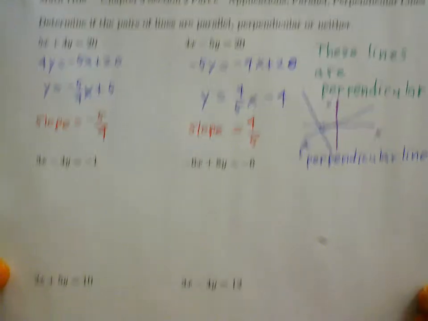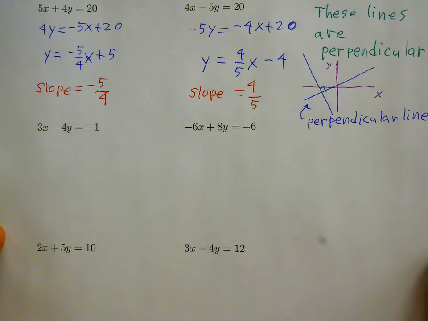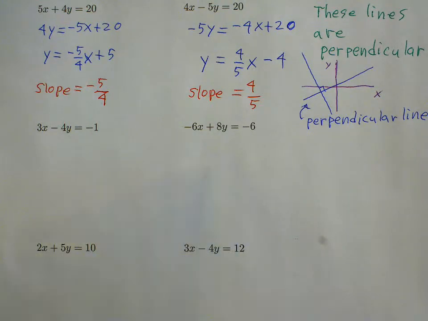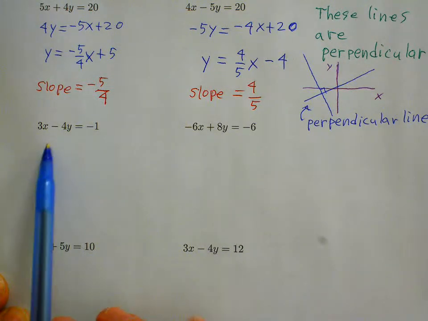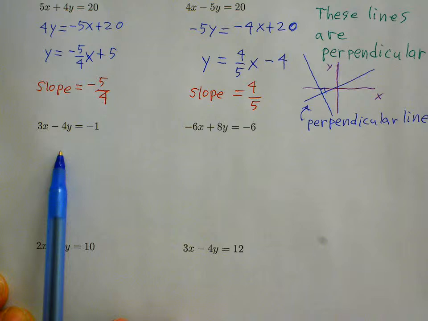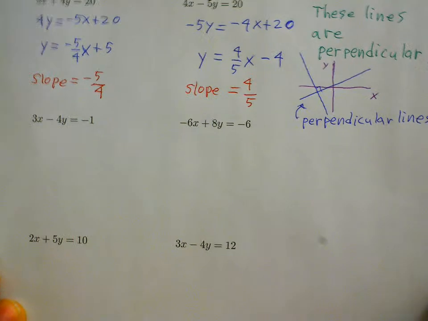Okay, the next pair of lines, 3x minus 4y equals negative 1, and negative 6x plus 8y equals negative 6. So we want to determine if those two lines are parallel, perpendicular, or neither. So we can rewrite each equation so that each one is in slope-intercept form. So in other words, solve for y.